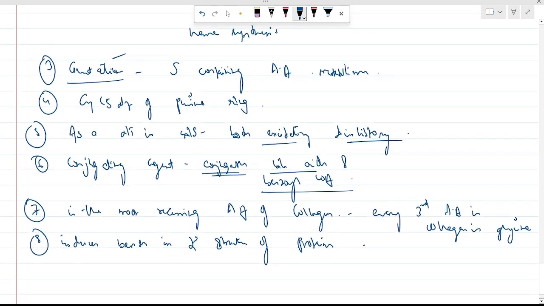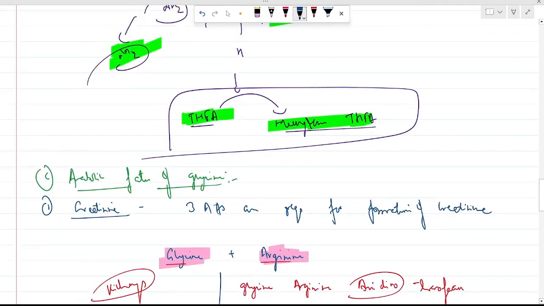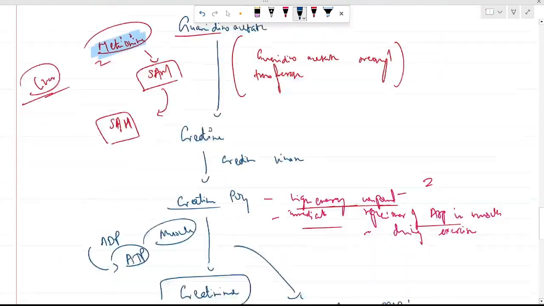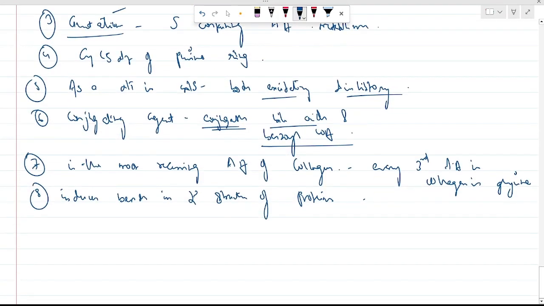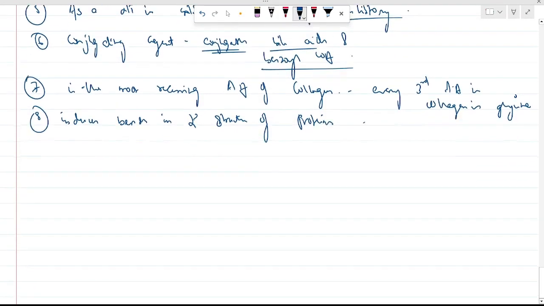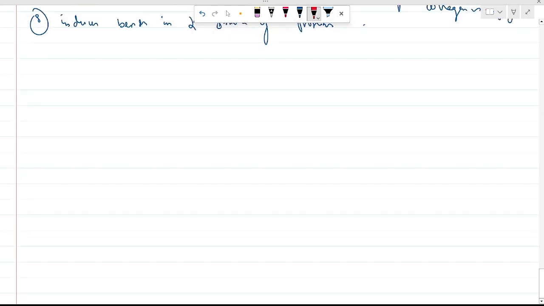So these are the anabolic fates of glycine. First is creatinine, next is heme, glutathione, also the purine ring, neurotransmitter, conjugation, collagen structure, and secondary structure of proteins, inducing bends. Okay, now we'll move on to the clinical discussion.